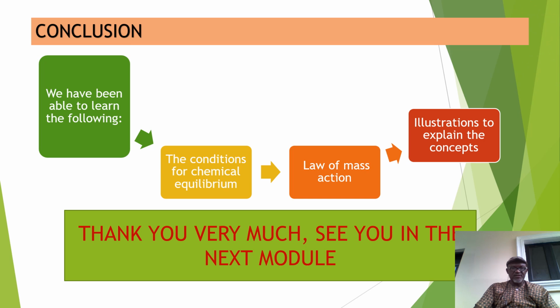Module 1.1, we've looked at conditions of chemical equilibrium, the law of mass action, and then looked at 2 illustrations to explain this concept. Thank you very much and see you in the next class.